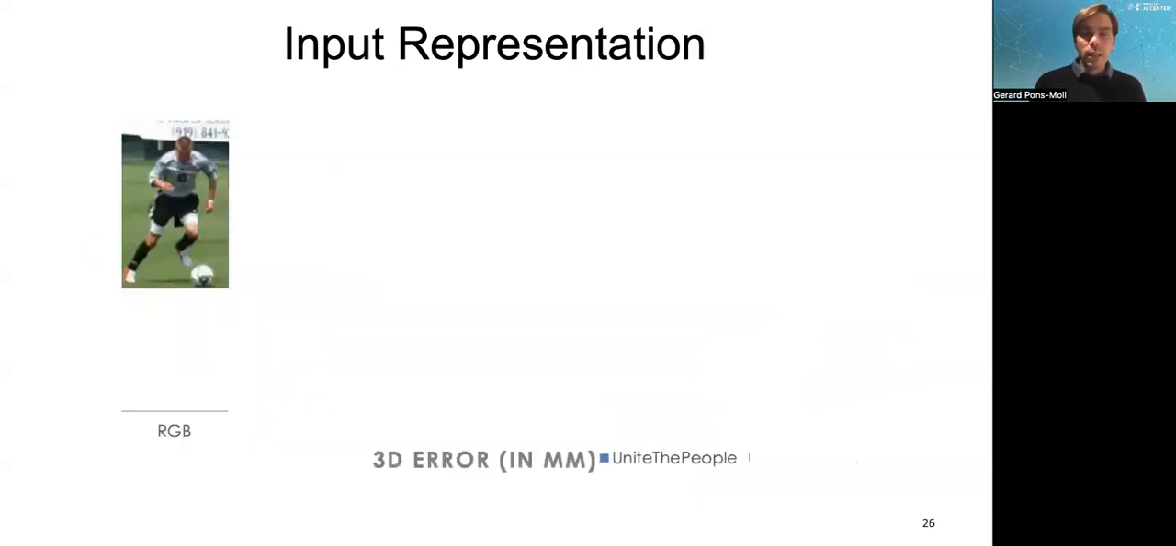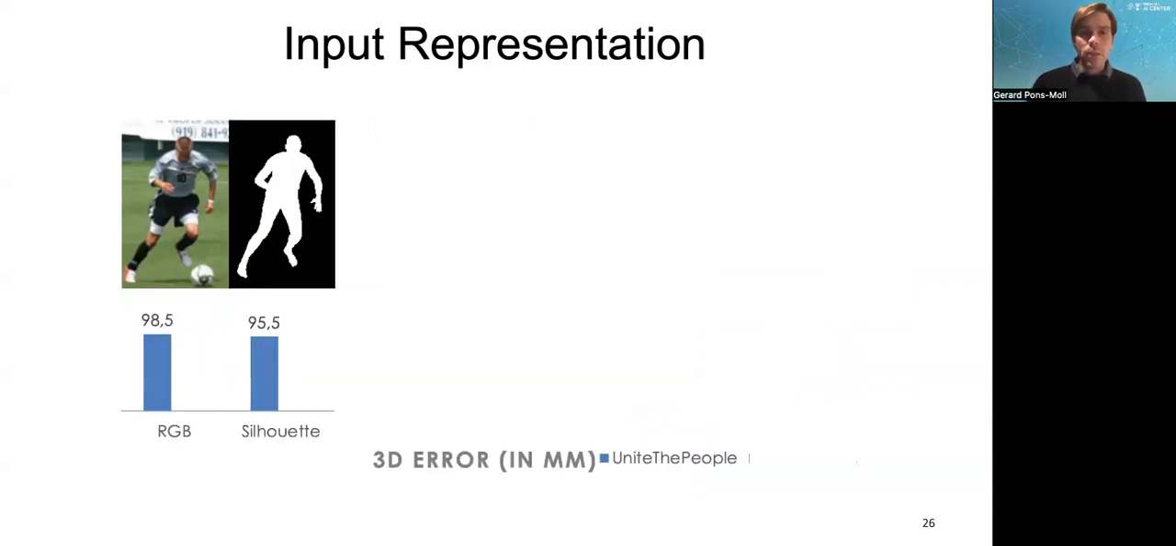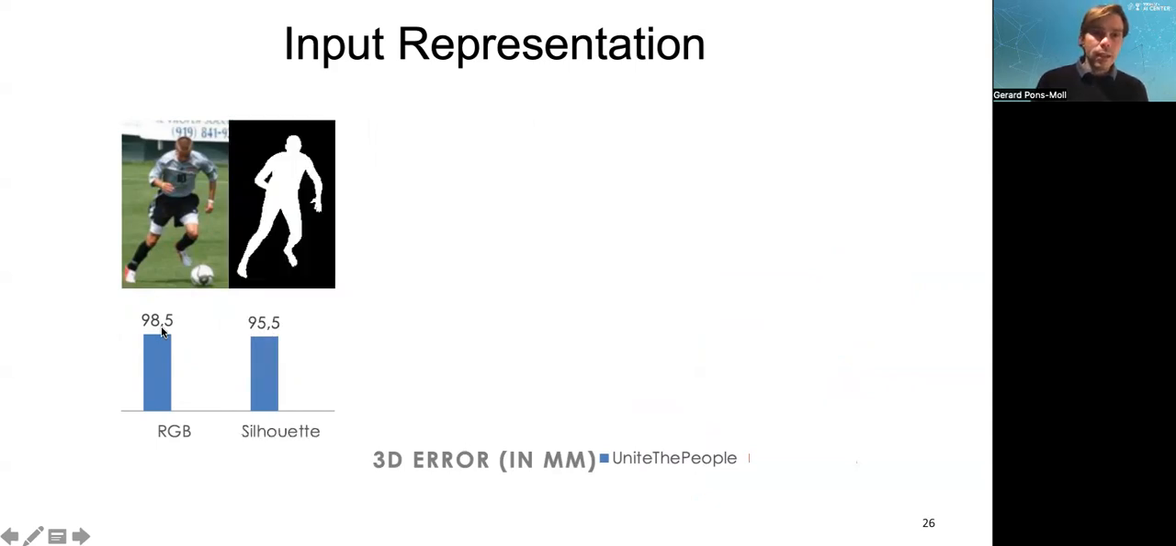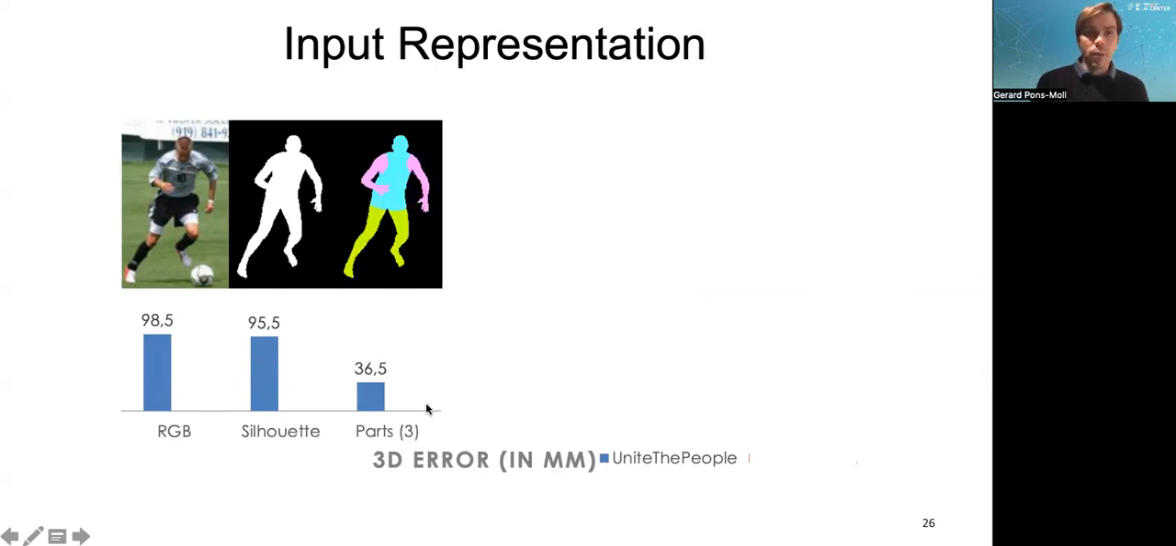So let's look at this. And in this paper, this is very carefully evaluated. So basically, here in these error bars, they plot the 3D error in millimeters that is produced by regressing directly from pixels. So we have 98.5, which is quite high. And if we simplify the image into a silhouette, we have 95.5. And if we now use a 3-part segmentation, the error is reduced already to 36.5.